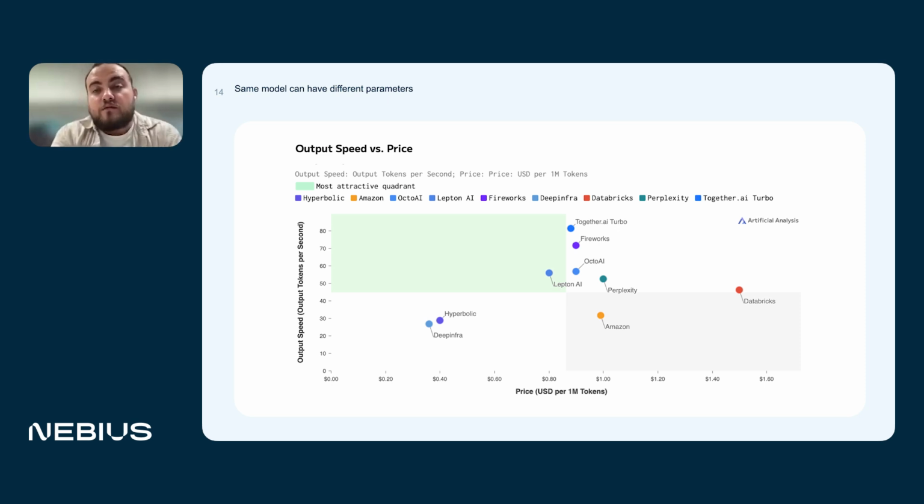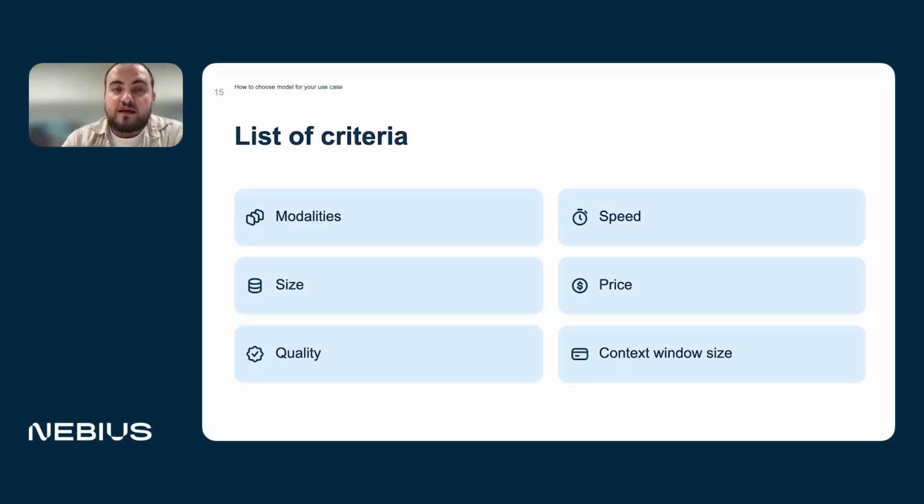Moreover, if we're talking about an exact open source model, there are many providers for these models, and even with the same model, you can choose different characteristics, like speed or price and so on. Obviously, if you want the model to be faster, you usually need to pay more. So how do you navigate through this whole model list? That's what we're going to be discussing.